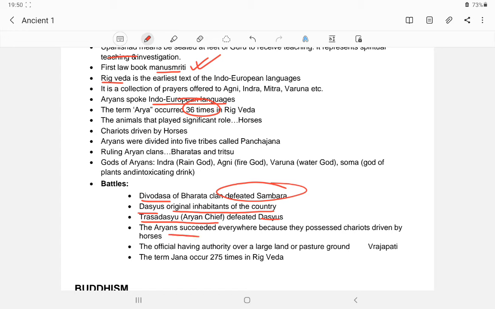And the Aryans succeeded everywhere because they possessed chariots driven by horses, meaning advanced military equipment, and the official having authority over a large land of pastoral land was called Vajrapati. Also, a question may come: how many times is jana repeated in the Rig Veda? It is 275 times.